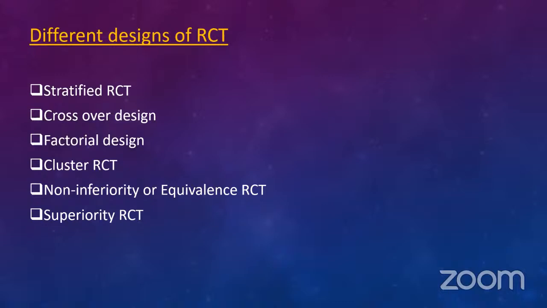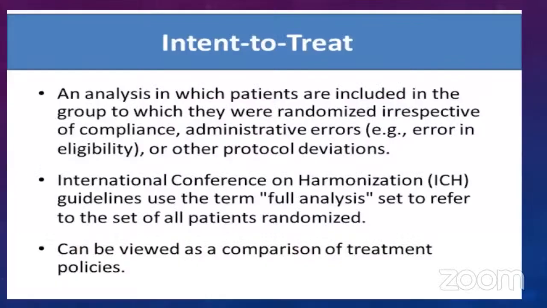I'm not going to go into too much detail. We have different designs of RCT: stratified RCT, crossover design, factorial design, cluster RCT, non-inferiority or superiority RCT. I'll talk about factorial alone. And in trials, we also use the terms intent to treat and per protocol analysis. So what is intent to treat?